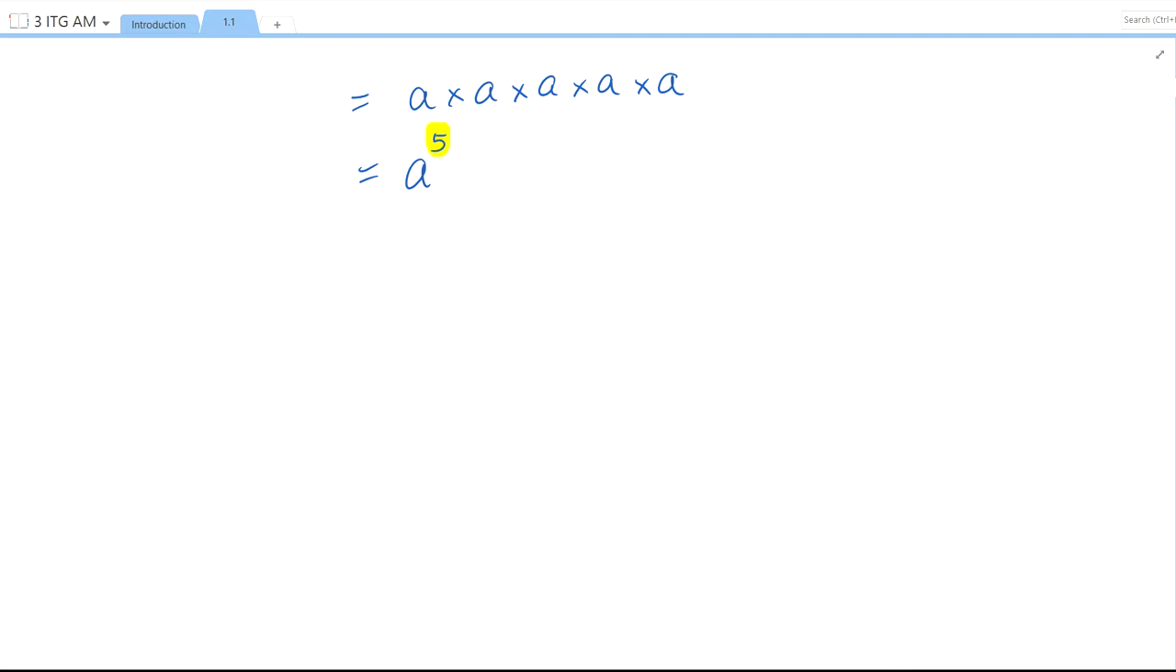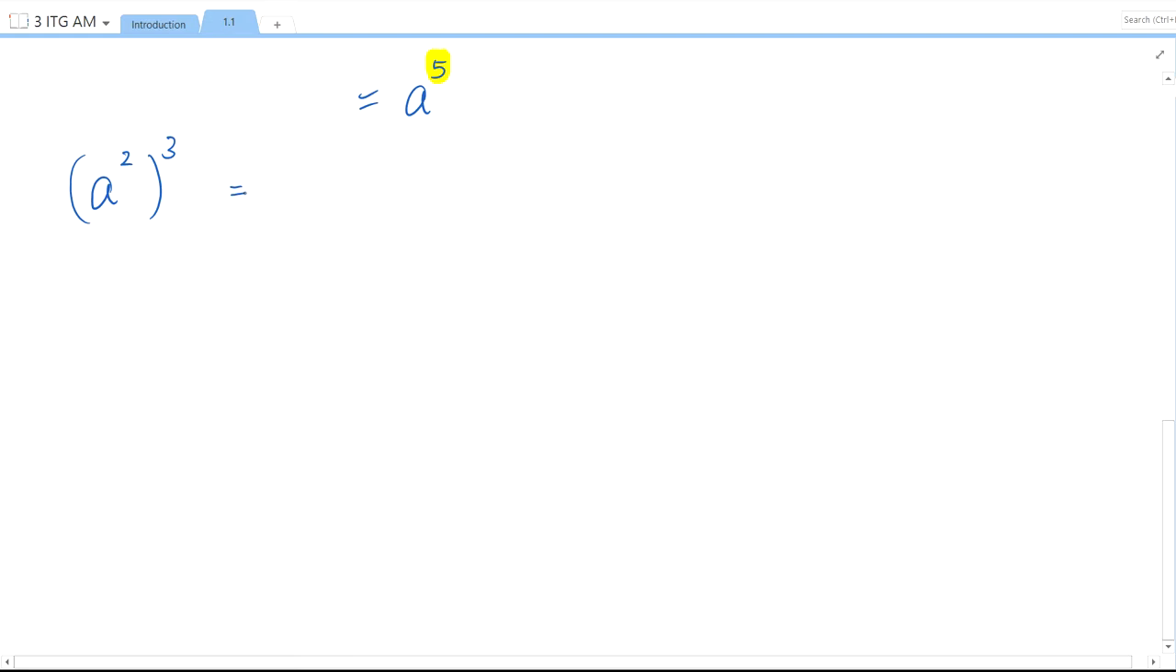Okay, let's talk about the third law of indices. Let's say we have this a to the power of 2, and let this have a power of 3. Okay, so we see over here that if we are going to evaluate this, we need to evaluate a square first. Then whatever the answer gives us, we cube it. Okay, so this can be rewritten as a to the power 2, times a to the power of 2, times a to the power of 2.